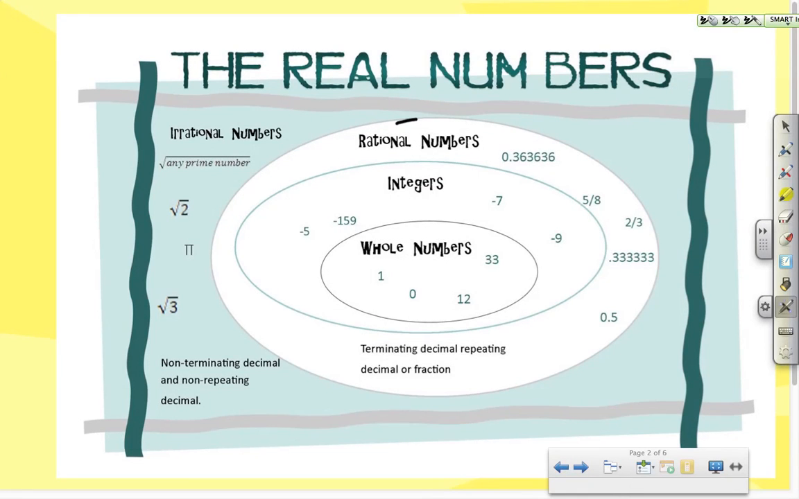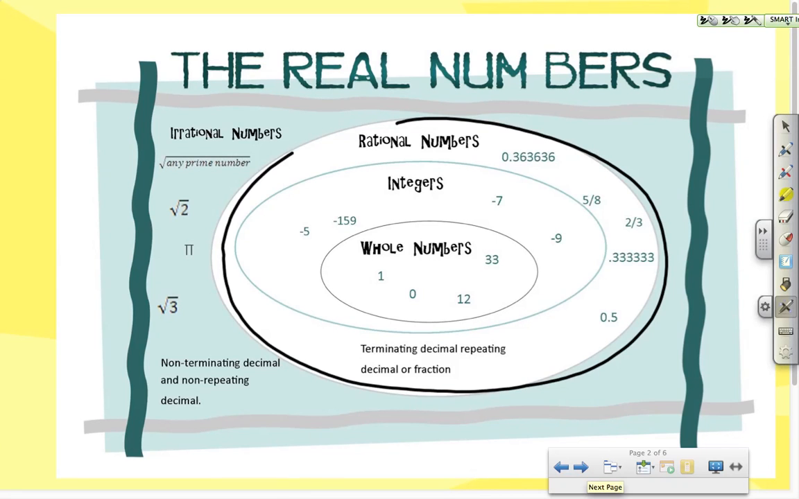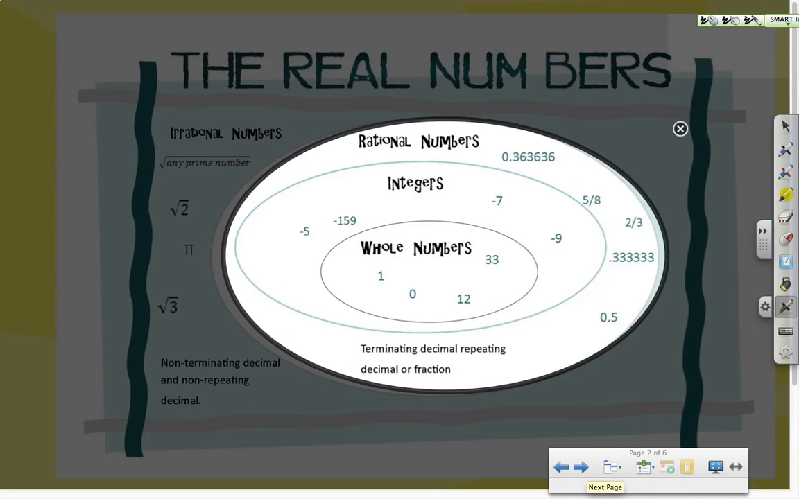If we go outside here and look at the rational numbers, now we're still including the whole numbers because that's in the middle. We also are still including the integers because it's within our rational number circle, but we're including these things on the outside that were not in the integers or the whole numbers. Things like 0.5. We call 0.5 a terminating decimal. 2/3, that's going to be a fraction. 0.33333 repeating. That's a repeating decimal. Any of the repeating decimals, terminating decimals, or fractions can all be included now in the rational numbers.